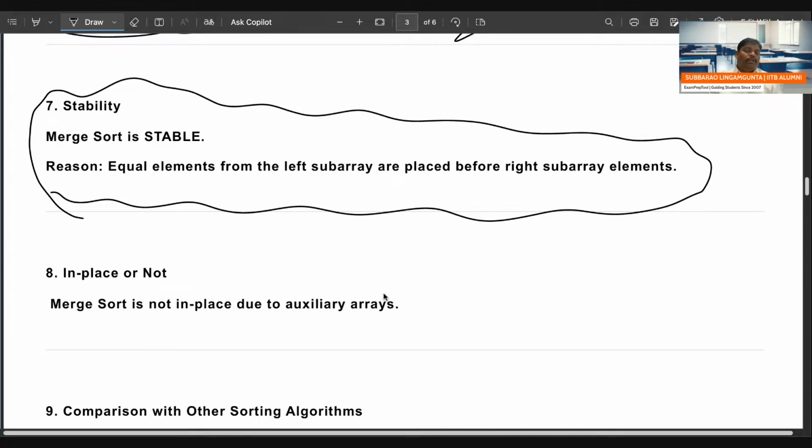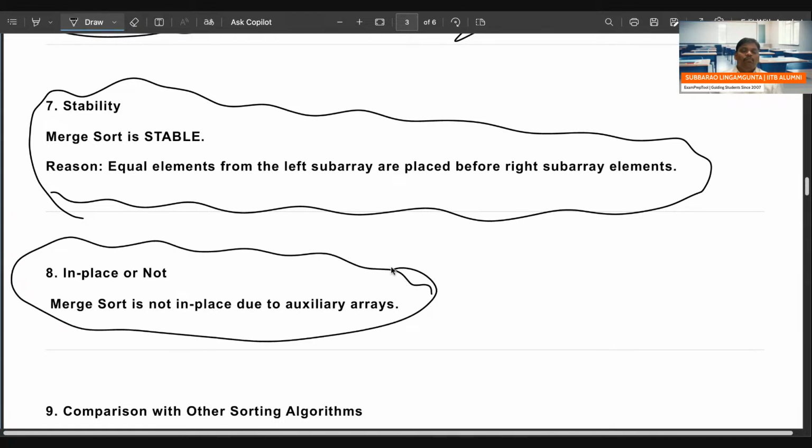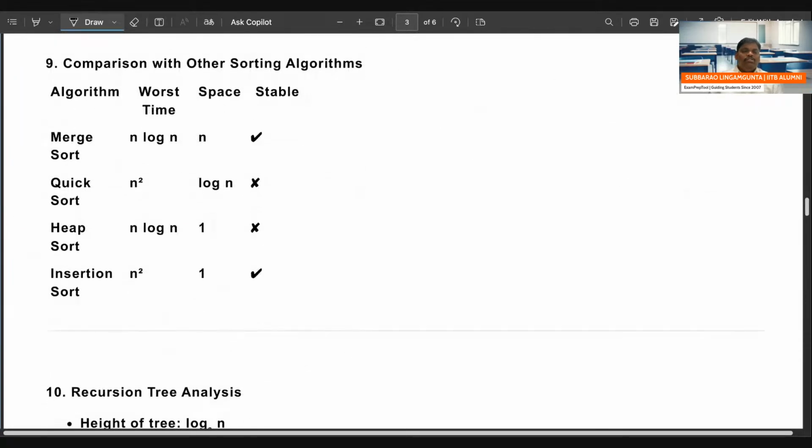It is not in place, right? In place or not, it is not in place because you are using more than log n space, which is nothing but n. So it is not an in-place algorithm. And one more, comparisons with other sorting algorithms. If you see the merge sort algorithm, time complexity n log n, space is n. And is it stable?